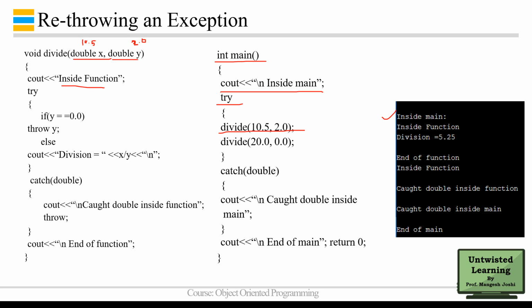Right, then it will print cout inside function. So you can see the second statement printed is inside function. Now it will check if y compares with 0. So you can see y is equal to 2 and not 0, so this block of statements will not be executed. Else cout division. So you can see the next statement is division is equal to 5.25, that is x by y, that is 10.5 by 2. So you will get division equals to 5.25. And then the control will come over here.